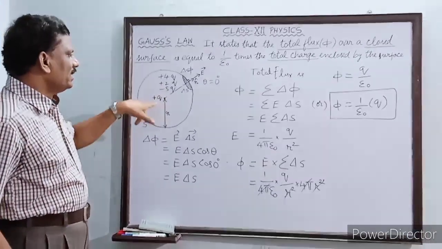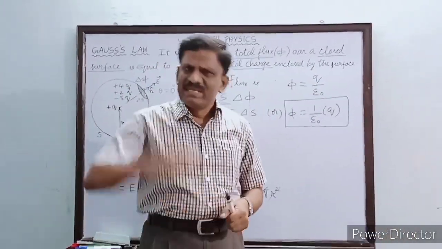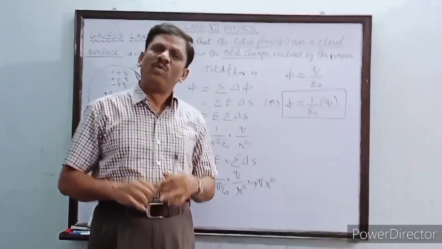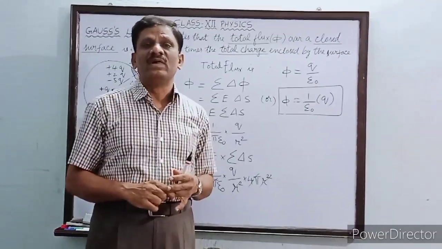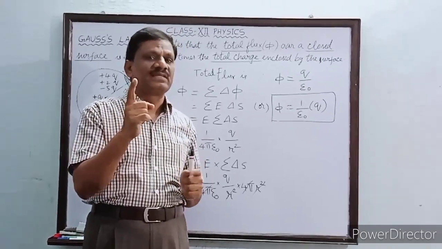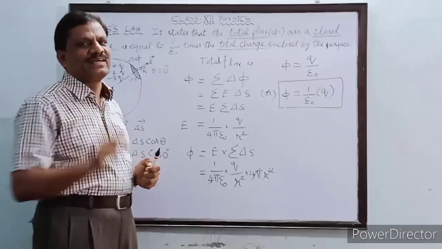So similarly, this plus Q may not be a single charge always. It need not be a single charge always. It may be the algebraic sum of more than 2 or 3 charges also. So it is always to be remembered that small q is not a single charge, it is a net charge, the resultant charge located at the point.